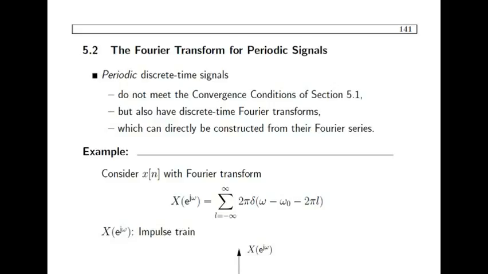We all know that periodic signals do not meet the convergence condition, but they have a discrete time Fourier transform, or continuous time Fourier transform if we are taking periodic continuous time signals, and these are constructed with the help of their Fourier series representations. So I am going to teach you the Fourier transform for periodic signals with some examples.